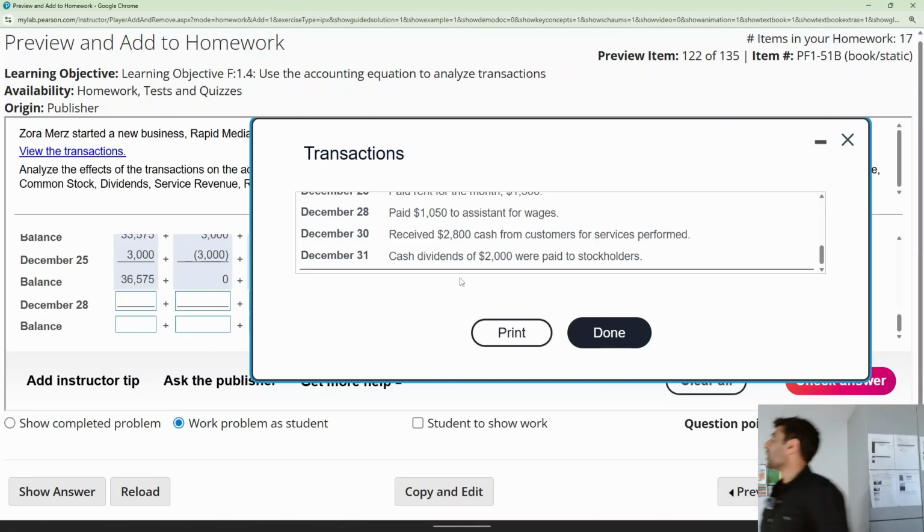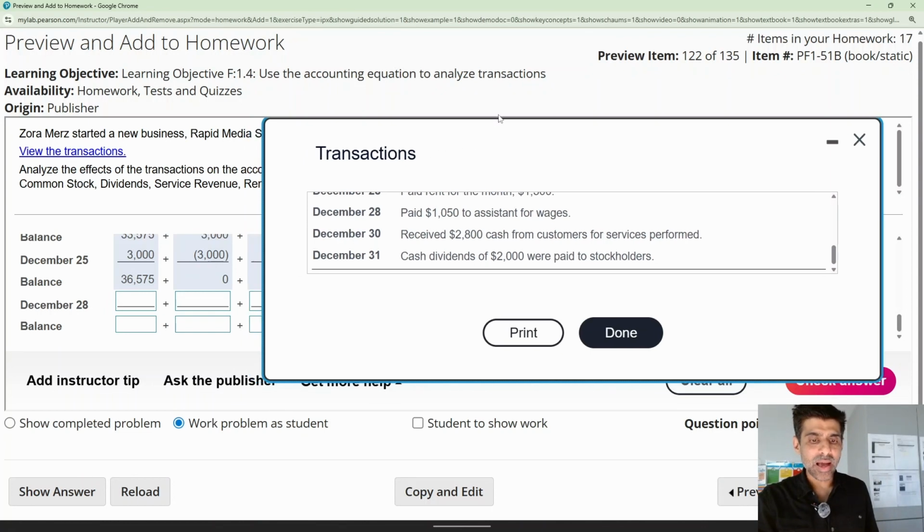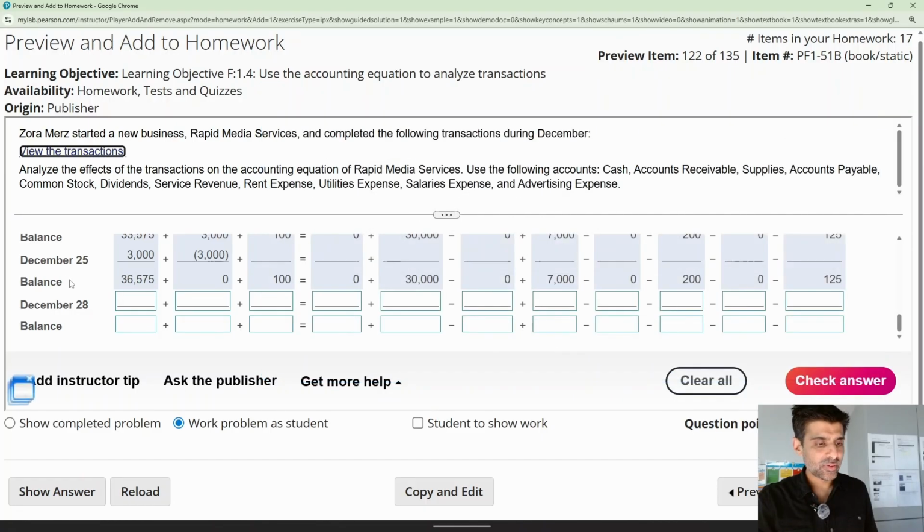Again, when we see "paid for," it's going to imply cash, okay? Paid for with cash. It's not saying it explicitly, but as you get used to how the textbook word problems work, I'll give you the 411 that paid for means paid for with cash. Okay, so we're going to pay our assistant wages, $1,050. So our cash is going to go up or down.